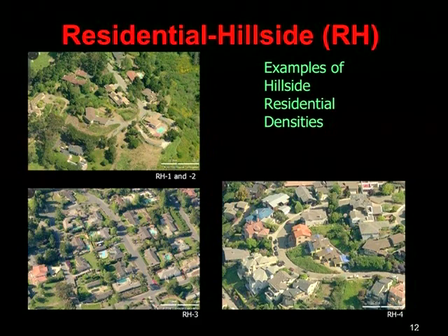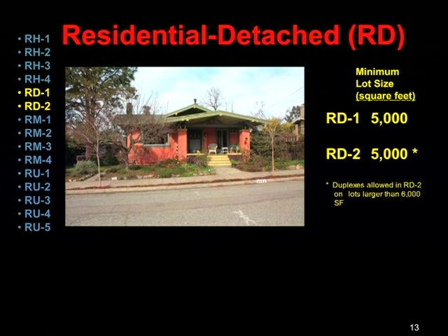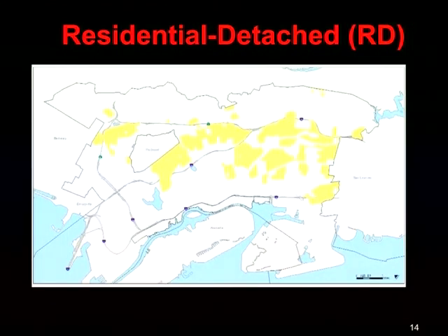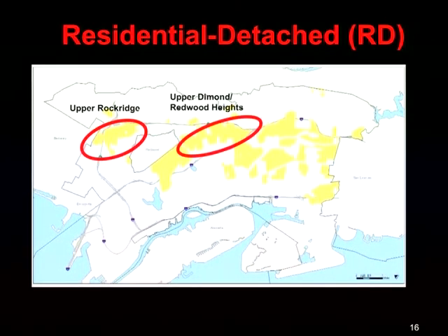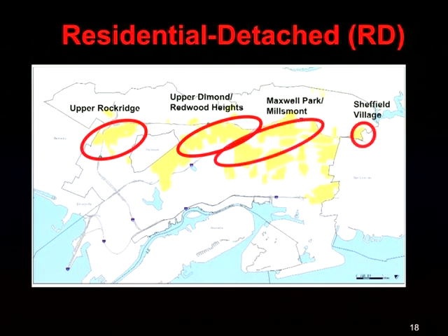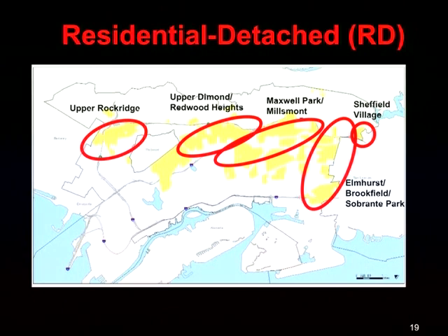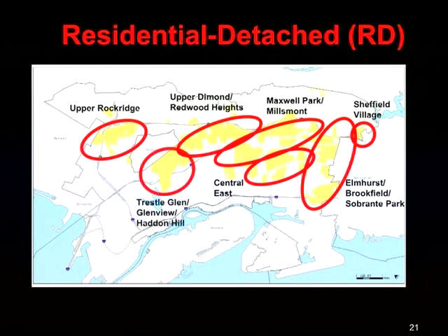The next zoning categories are RD1 and RD2, corresponding to areas shown on the general plan as detached residential. The primary areas designated RD1 and RD2 are Upper Rockridge, Upper Diamond, Oakmore, Lincoln Heights, and Redwood Heights, Maxwell Park and Millsmont, Sheffield Village, Elmhurst, Brookfield Village, and Sobrante Park, Central East Oakland neighborhoods such as Havenscourt and Fairfax, and the Lower Hills neighborhoods such as Trestle Glen, Glenview, and Haddon Hill.